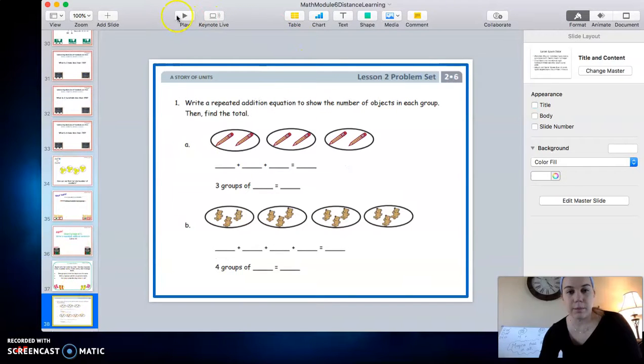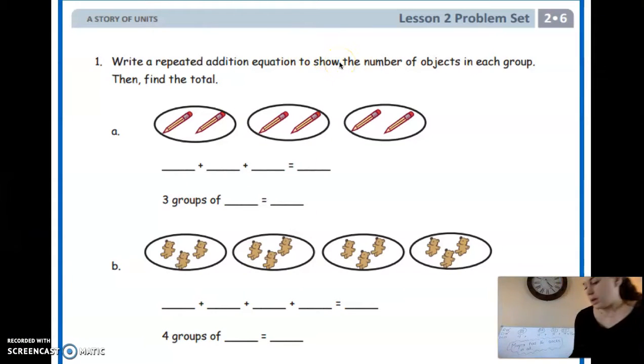And I'm going to show you what our problem set has. So you can answer your problem set on a separate piece of paper. I'm going to read each problem for you so you know what it says. After I read it, I'll pause for a little bit. You can pause the video and work on it and then move on to the next one. So number 1 says, write a repeated addition equation to show the number of objects in each group, then find the total. So you're going to look at part A and you're going to see each group is inside a circle. So how many groups are there?